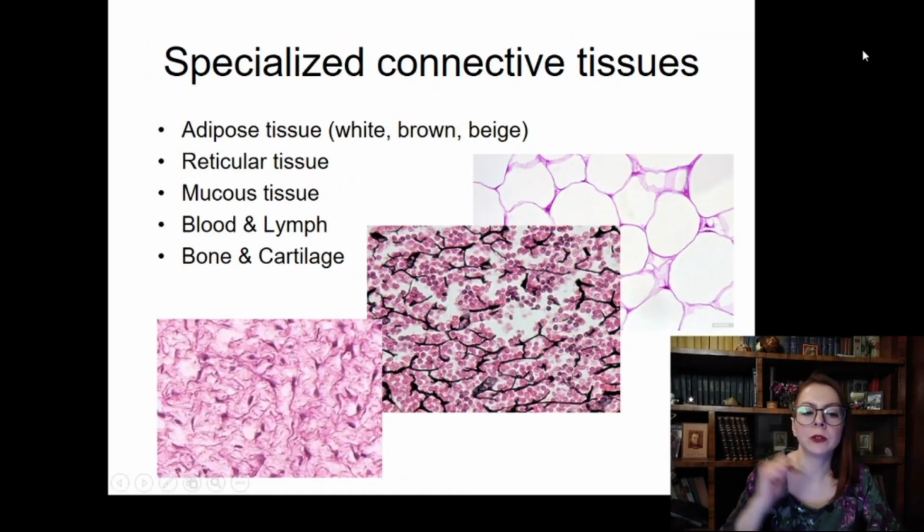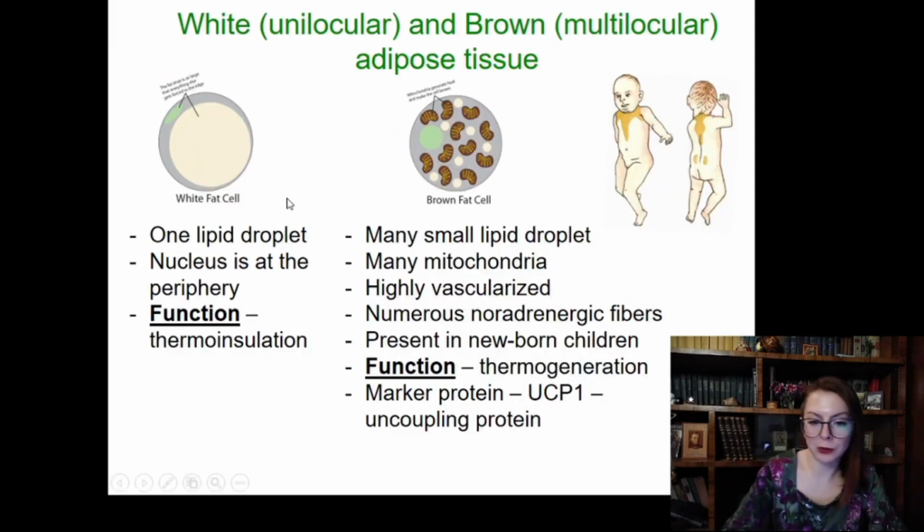And at the end, we have to discuss specialized types of connective tissue. As we have said, there is adipose, reticular, mucous, and several types we have already discussed, like blood and lymph, and bone and cartilage is to be discussed further in next lectures. So now we are going to consider adipose, reticular, and mucous.